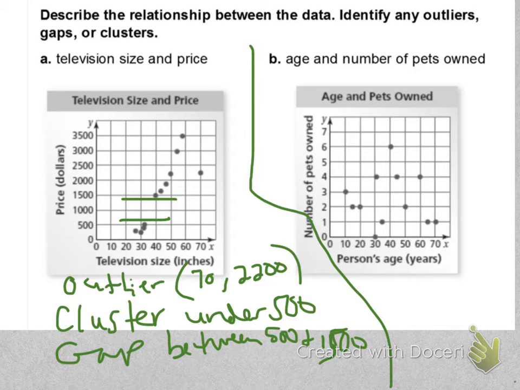B. Age and number of pets owned. Well, is there any relationship? There's no pattern there, so there's no relationship between your age and the number of pets you own.